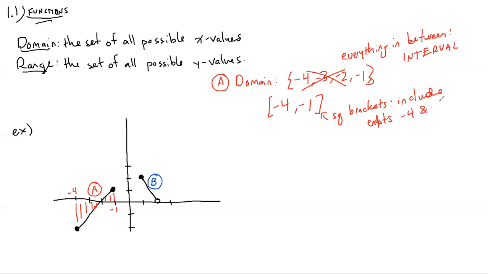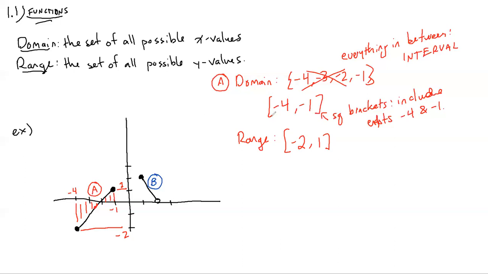-4 and -1. And that's indicated on the graph here because I colored in those two circles. And then my range, so that's going to be all the y values that are hit. So that's going from -2 all the way up to +1. And again, it gets everything in between because that's a curve. That curve hits all of those values in between. Everything on that curve represents a point that's actually there. So it's going to be another interval, -2 to +1.